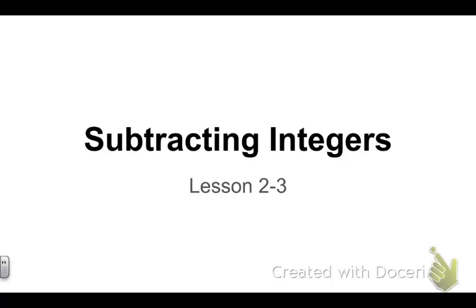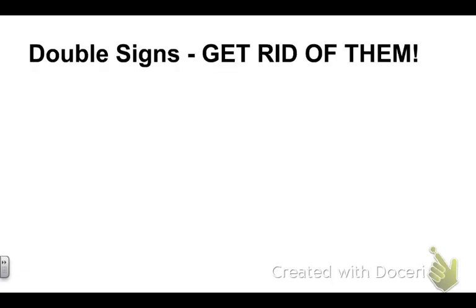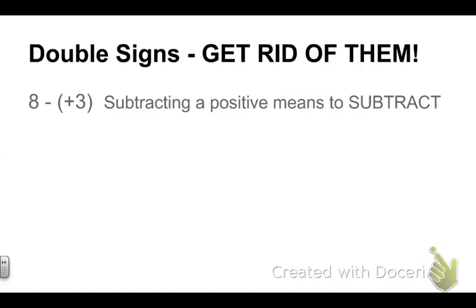Today we're going to talk about subtracting integers. And same as yesterday, you want to get rid of those double signs. It's going to make your math life so much easier. So for example, when you are subtracting a positive, you are actually subtracting. So 8 minus positive 3 is simply 8 minus 3.